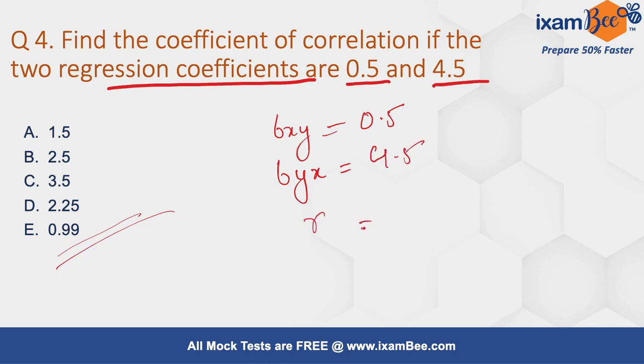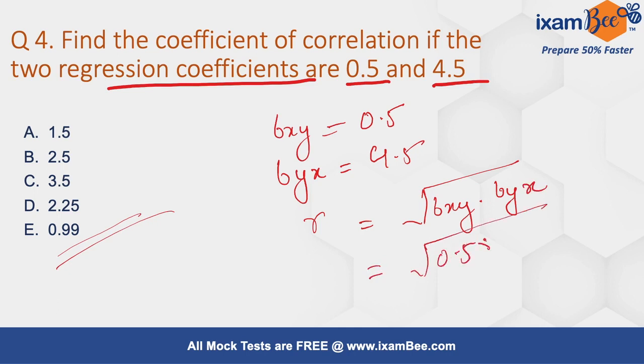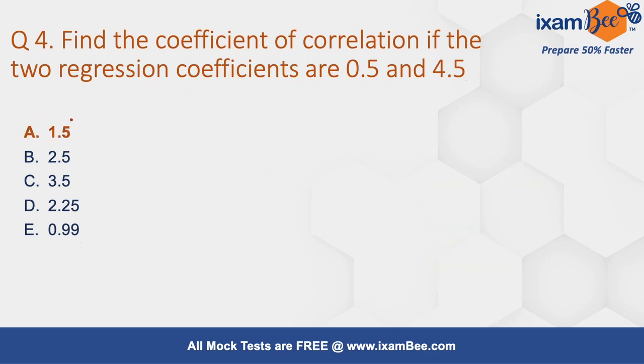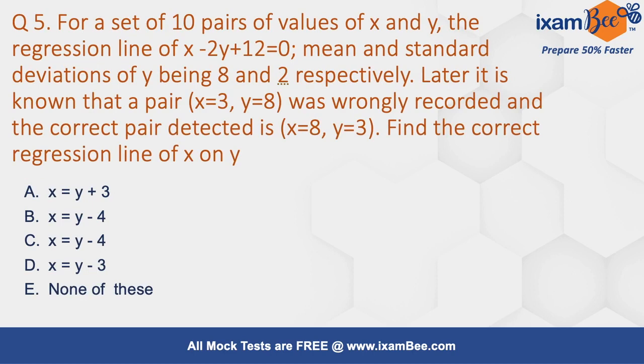So what is the value for the correlation coefficient? That is denoted by r. It is the square root of bxy into byx. So it will be 0.5 into 4.5, that is equal to 1.5. So the right answer for this question is 1.5, that is A.